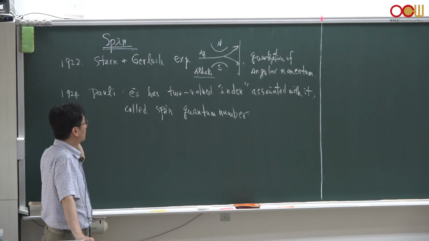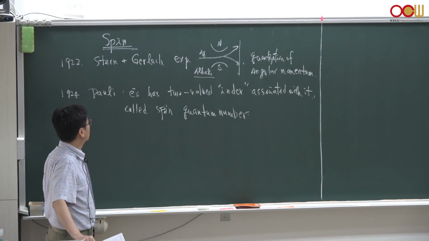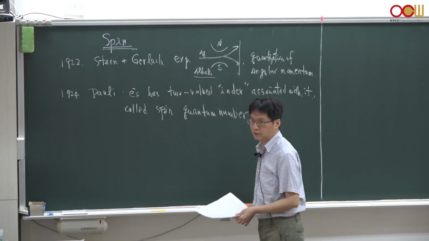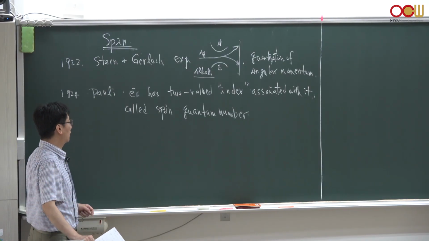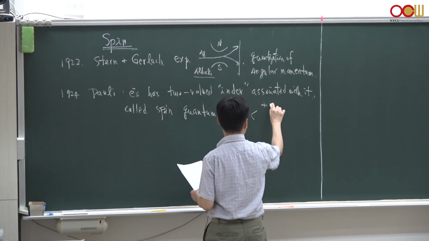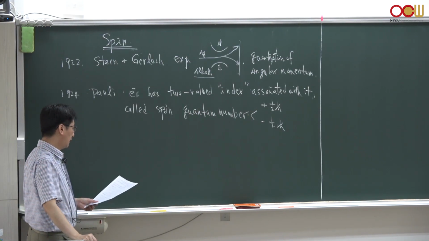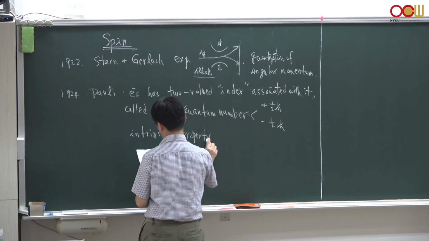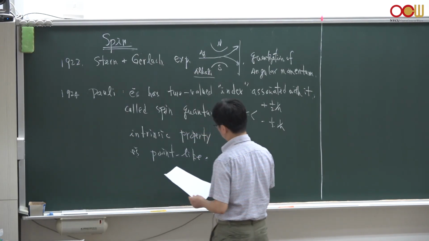This name, attached to the angular momentum of fermion particles, was named after Pauli. In 1924, Pauli proposed that electrons have a two-valued index, called the spin angular momentum or spin quantum number. There could be either plus or minus h bar as their values or eigenvalues. This is an intrinsic property of electrons. But electrons are point-like particles. There's nothing that they can rotate about.